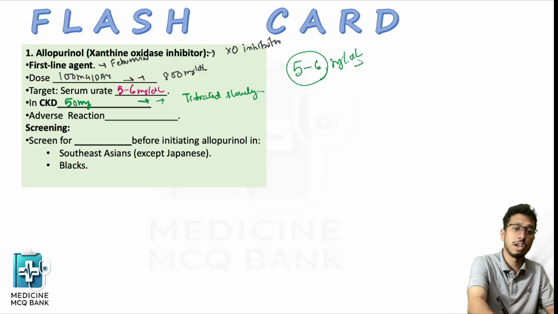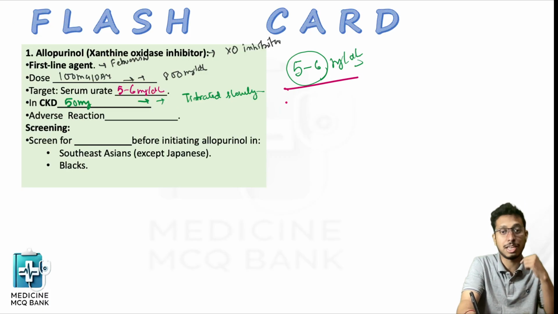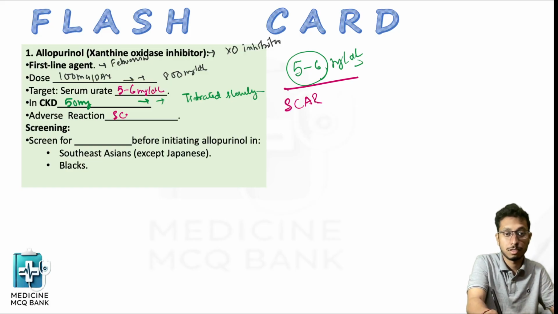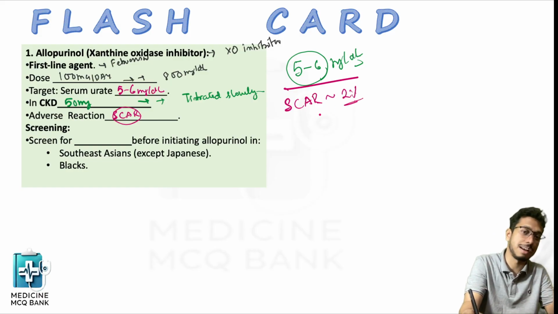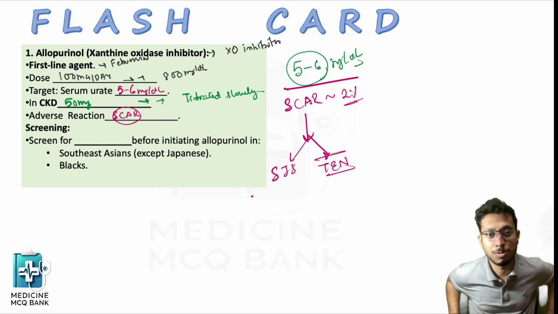Okay, but when you start allopurinol, remember there is obviously a chance of severe cutaneous adverse reaction known as SCAR, and there is around a 2% risk. So if you are starting allopurinol in 100 patients, 2 patients can land into SCAR. SCAR is a very dangerous condition, which is nothing but Stevens-Johnson syndrome or TEN. So this can happen in 2 out of the 100 patients that you are starting on allopurinol.